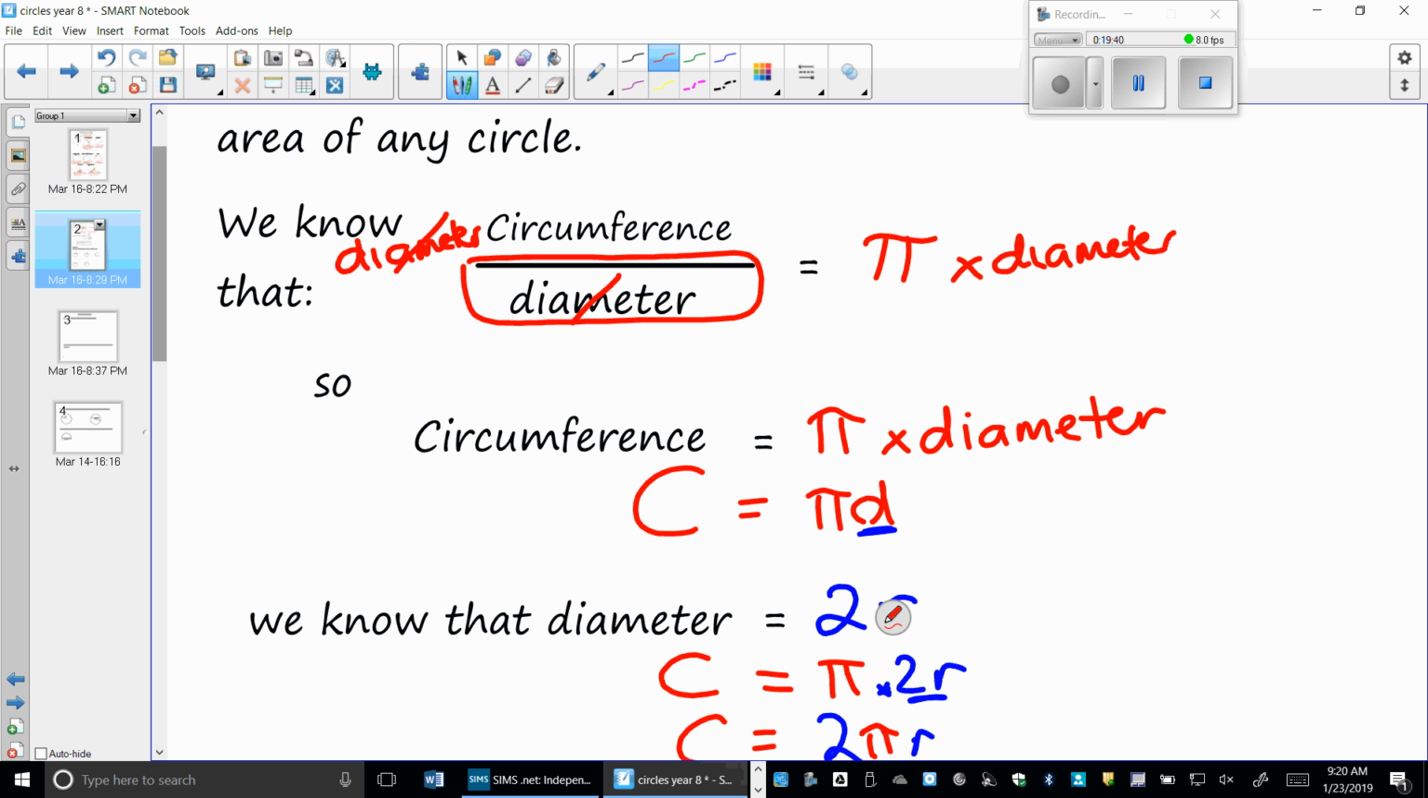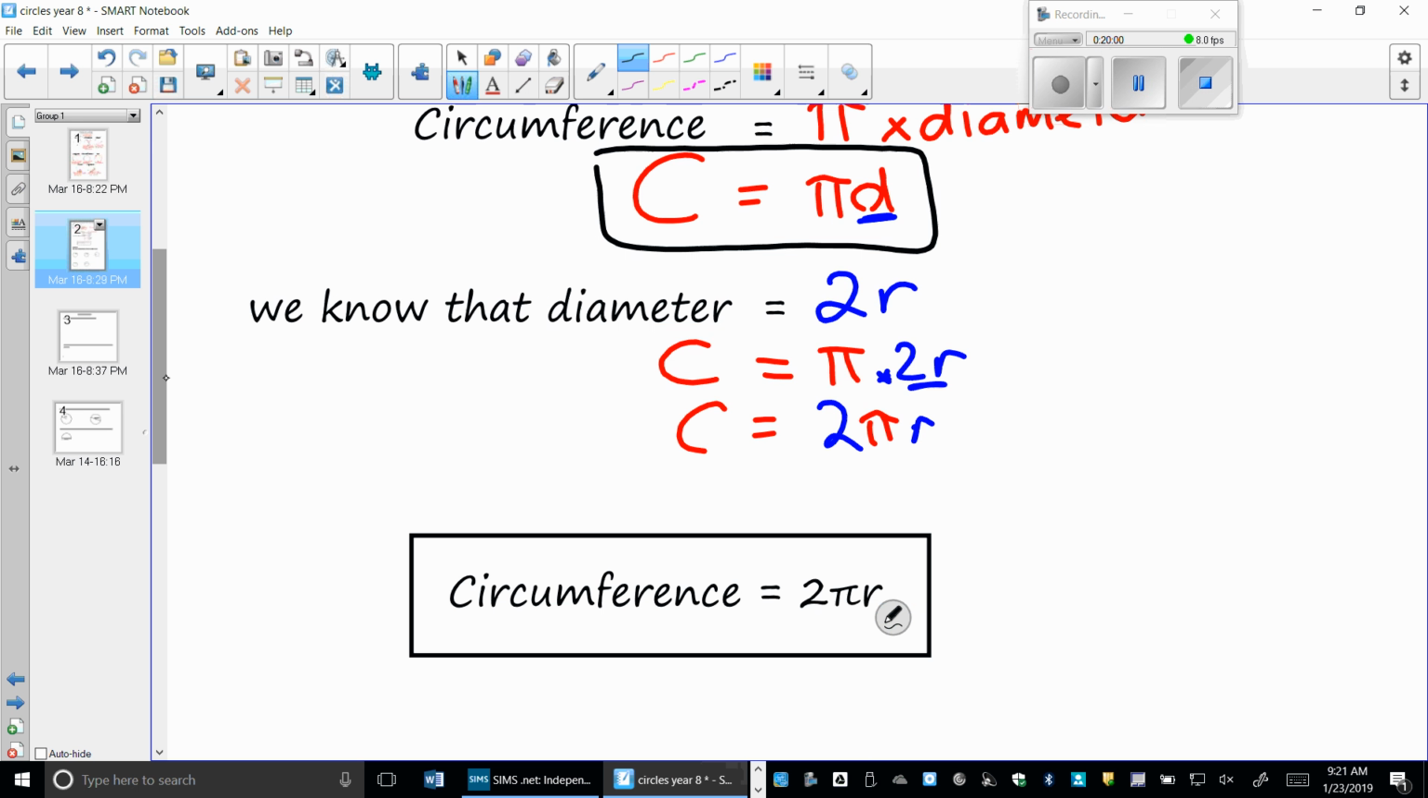Okay? So because I've been able to cross those out, because it's on the top and the bottom, my new formula says circumference equals pi multiplied by diameter. So C equals pi d is one of the formulae that I can use to find the circumference.